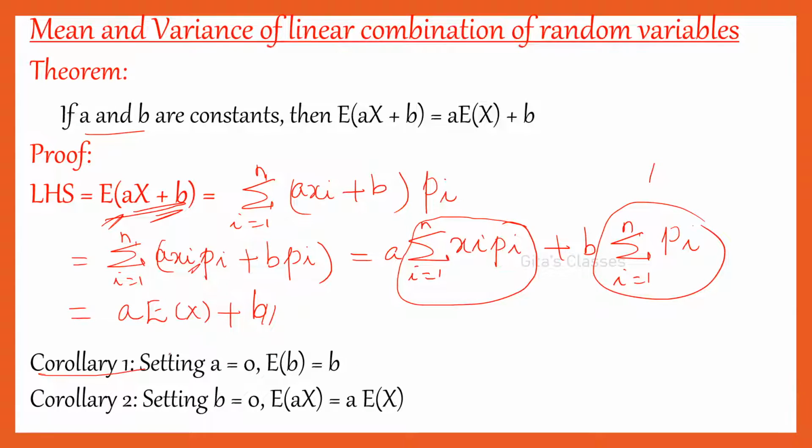And we have a corollary. Corollary means some results derived from the theorem. So in the theorem, if you substitute A equal to 0, this will become 0, so E of B is equal to B. Similarly, if you assume B is equal to 0 in this theorem, what will happen? E of AX will become E of AX only, and A into E of X on the right hand side, because B is equal to 0, this will vanish.